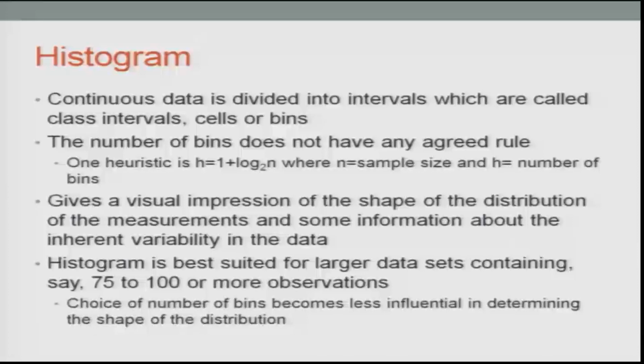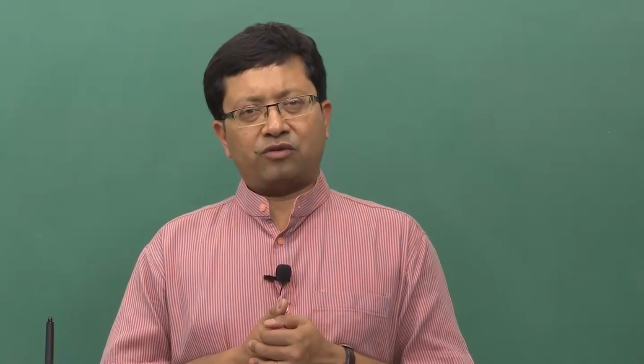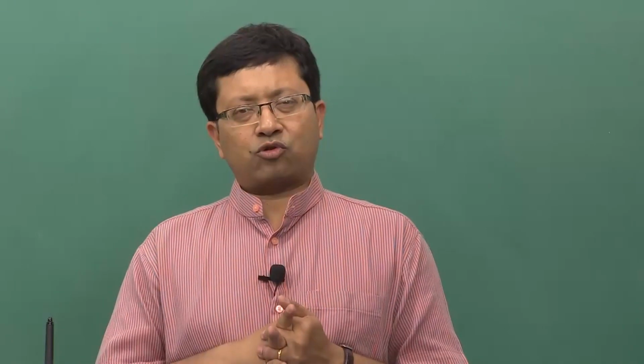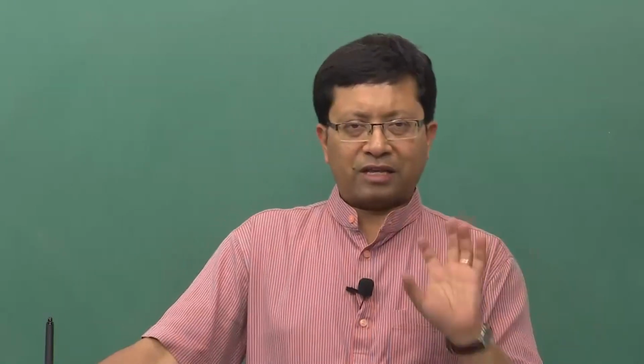If you remember, this is not to do with statistics, but more to do with the concept of quality and how you can implement the different statistical quality tools in order to improve quality. A histogram gives a visual impression of the shape of the distribution of the measures, so it gives you quite a lot of information, and some information about the inherent variability in the data can also be found from the histogram. If you look at the middle value and the data are equally dispersed to the right and the left, you can say that the dispersion is equally balanced on both sides of the mean value.